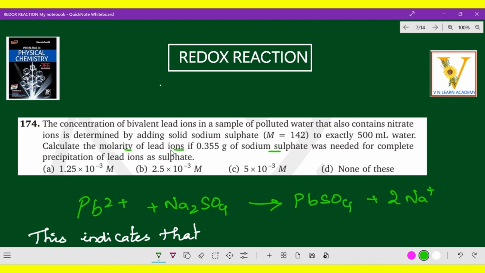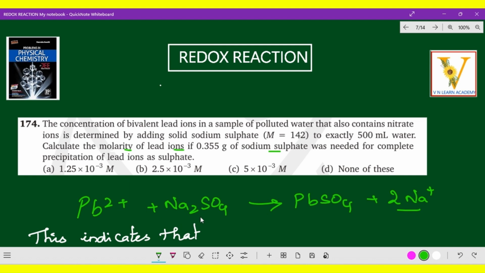As we go through these questions, let us identify the balanced equation so that it will be easy to identify what is needed for complete precipitation of lead ion. Lead ion and sodium sulfate are reacting. Lead ion is bivalent, as they mentioned. So Pb2 plus Na2SO4 gives PbSO4 plus 2 Na plus.